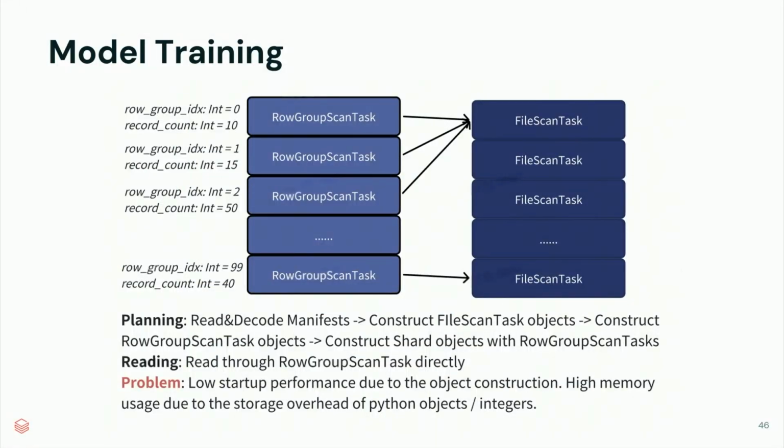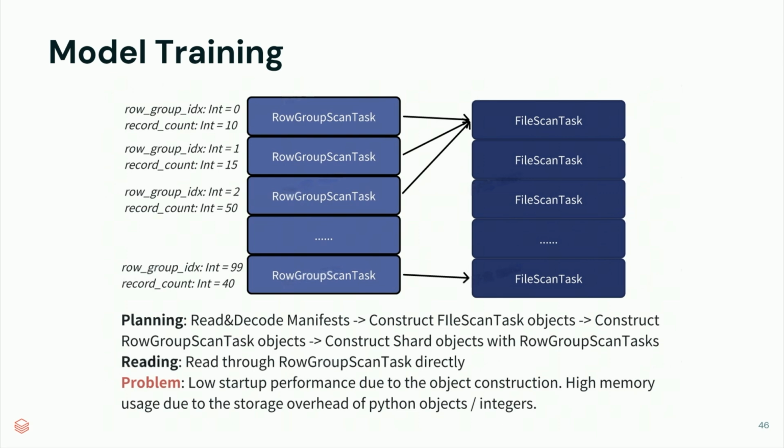So if the shard is at the row group level rather than the file level, the row group scan task will have a pointer to the original file scan task, together with the row group index and the record count of the row group. And this information is used for sharding and shuffling in the next processes. So during planning, we need to go through the Iceberg planning process and initialize all the file scan task objects for the Magnus table, and then construct all the row group scan task objects, and finally construct all the shard objects for streaming. And during read, we will read through the row group scan task to access a shard.